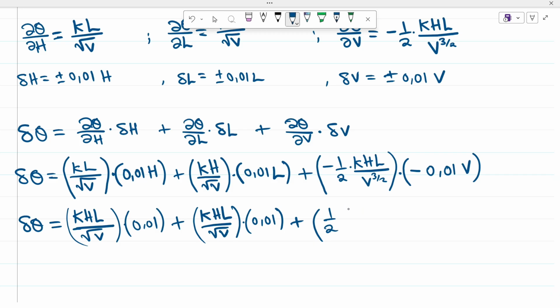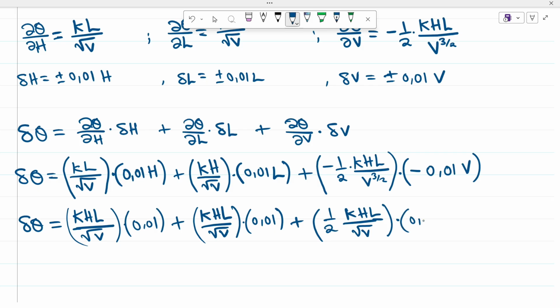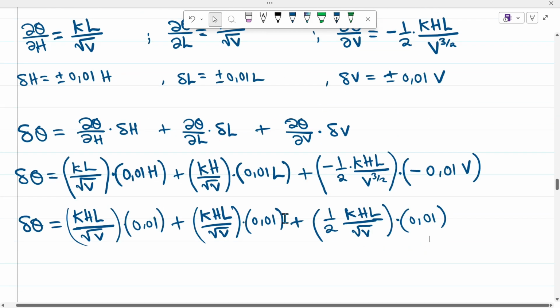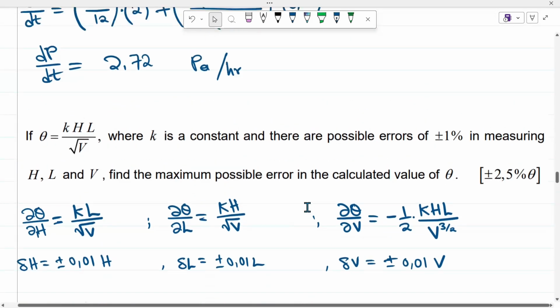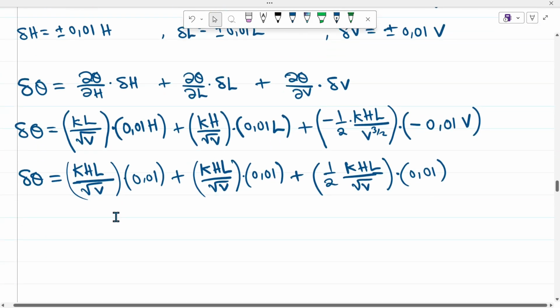So this will be khl divided by root v multiplied by 0.01, just like that. So now we should take this khl as our common factor, so that we can equate it to theta. Khl divided by root v as our common factor, so that we can equate it to theta.